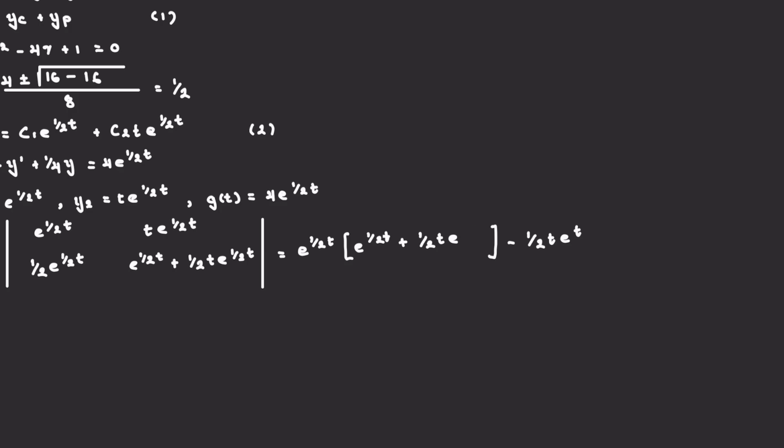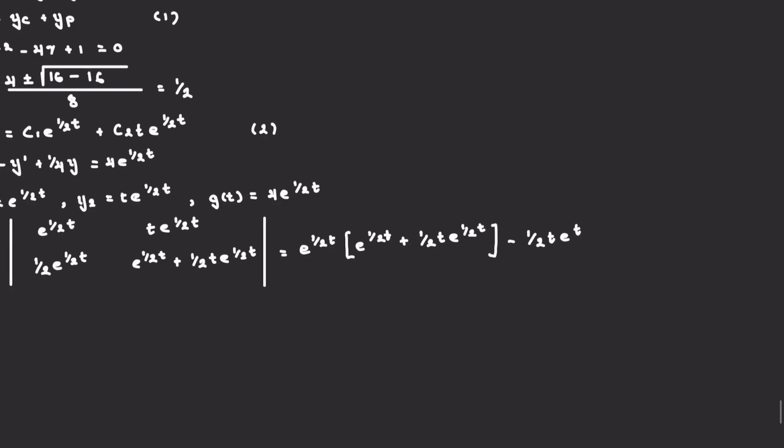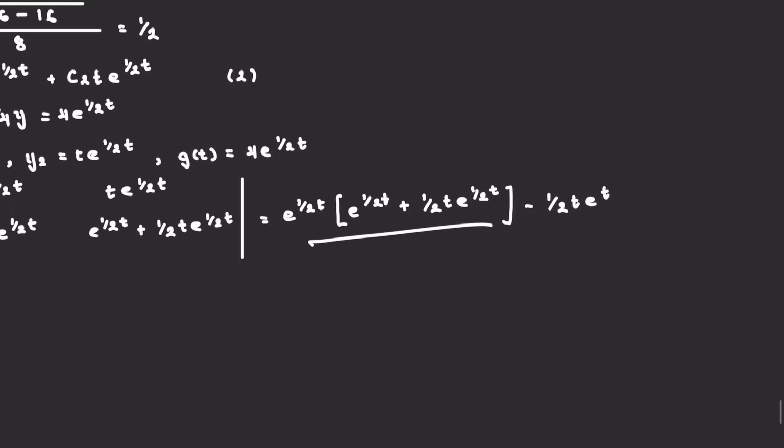Actually, this is just e to the t, because remember we multiply e to the... no, we haven't multiplied that out. Okay, so after we distribute this out and simplify this, we will get e to the t plus 1 over 2 t e to the t minus 1 over 2 t e to the t, which only leaves us with e to the t as our Wronskian.